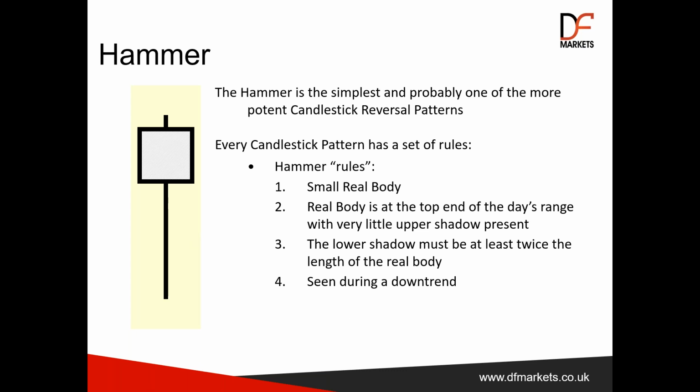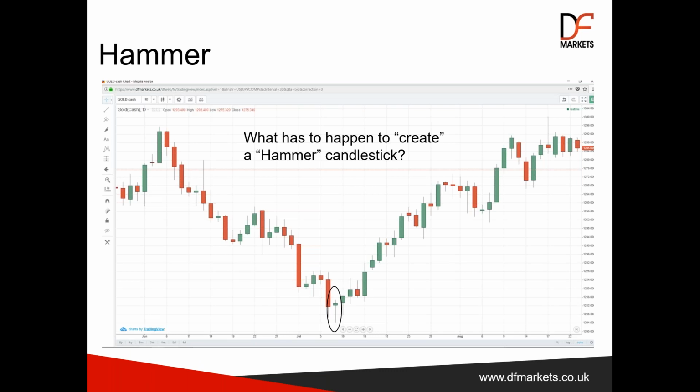Our fourth rule, very important to remember, is that this is a candlestick that you are looking out for, and it is a potent reversal if it is seen during a downtrend. Number 4 is very important. It's all about where you see these patterns, because if you see that in the middle of a range, then what is there to reverse? This is a reversal candlestick. You need a downtrend to reverse, if you like. And that's the sort of thing we're looking at.